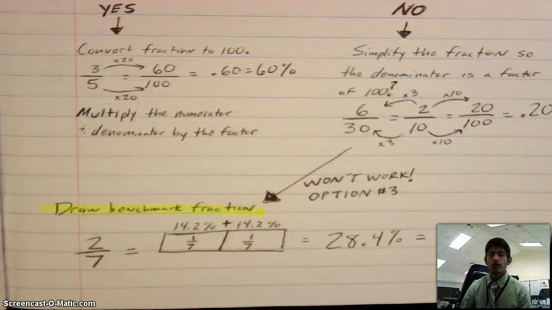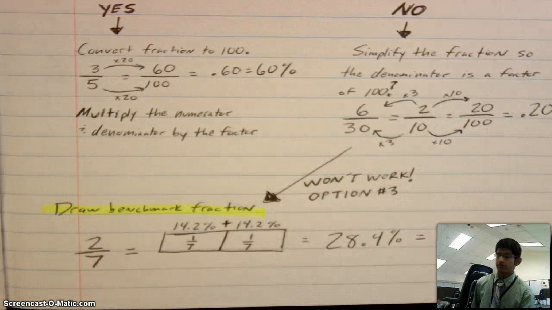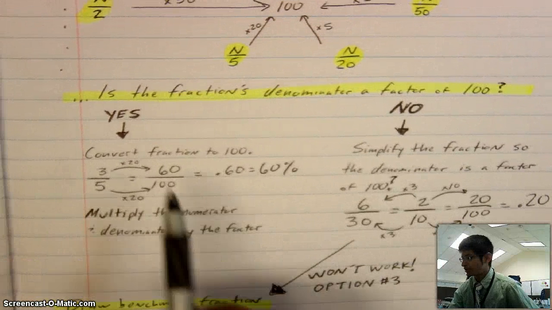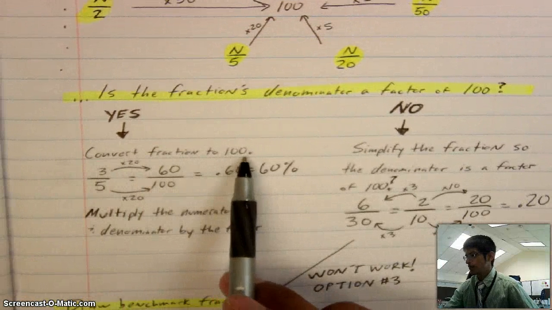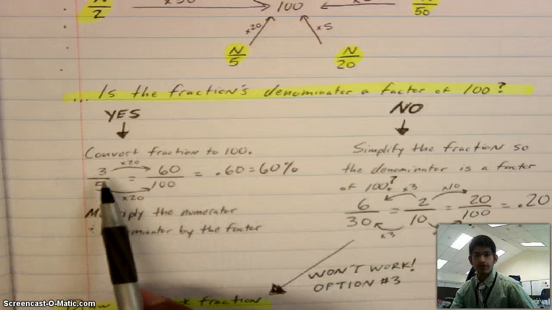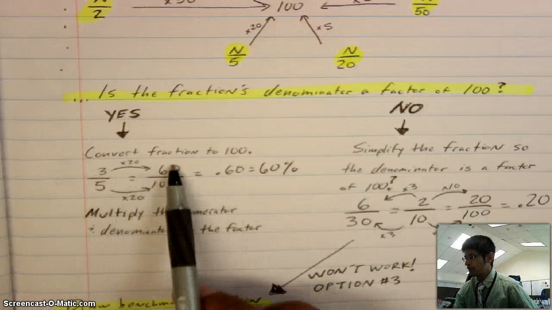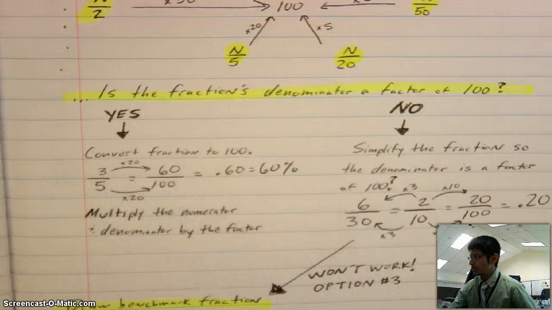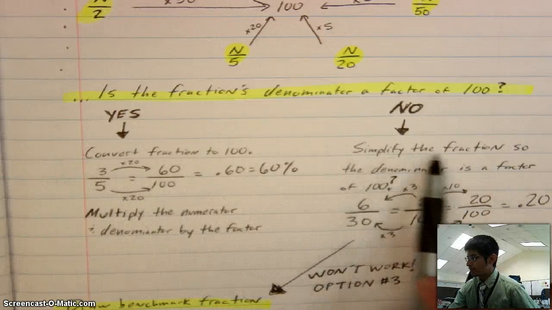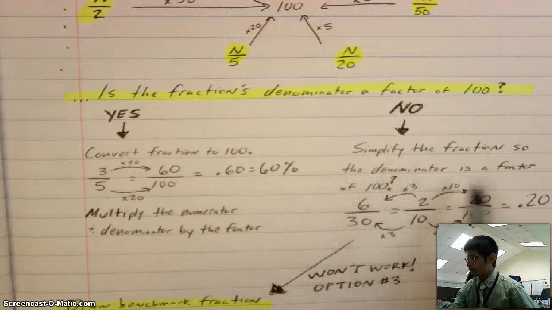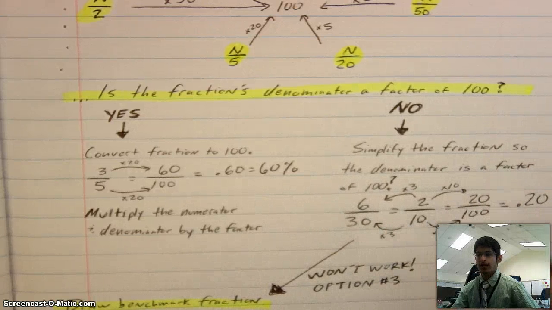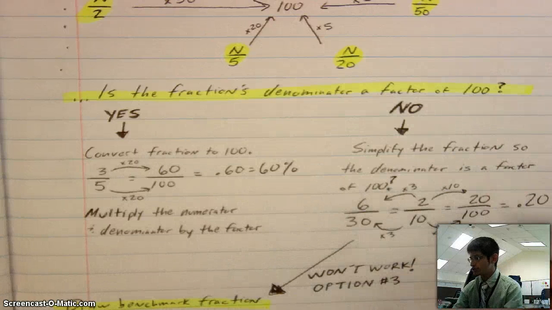So let me review real quick. I'm giving you guys 3 options to turn a fraction into a decimal. The first option would be to convert the fraction into a denominator of 100. So for example, 3/5, we turn it into 60 hundredths. If your denominator is not a factor of 100, check and see if you can simplify the fraction so that the denominator is a factor of 100. So for the example of 30, we can simplify that back to a 10, and therefore we can use 10 as a factor of 100.